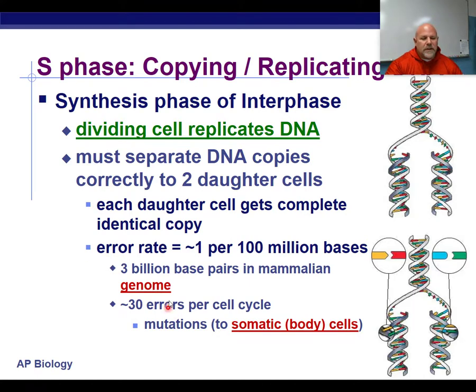So there are still 30 mistakes each time cells divide, but hopefully those aren't in important places. Sometimes they are, and that's what can lead to cancer and things like that. But most of the time, the mistakes are unimportant, and so the cells continue to go on just fine.